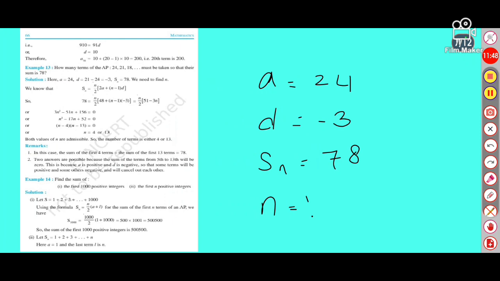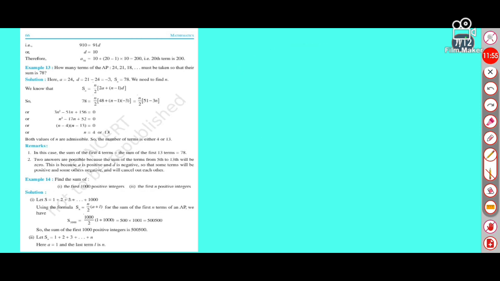Similarly, you have another sum, that is example 14. We will switch to that. The answer for the previous sum is n is equal to 4. 13 will not be accounted. Why? Because they are asking us how many terms must be taken so that the sum is 78. So we need to take only 4 terms, not 13 terms, right?